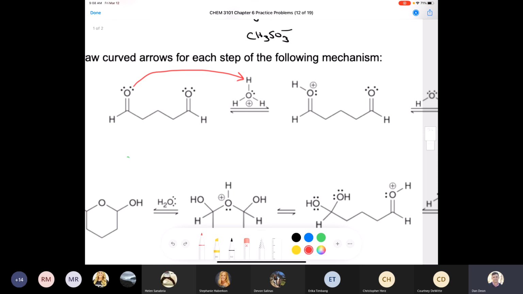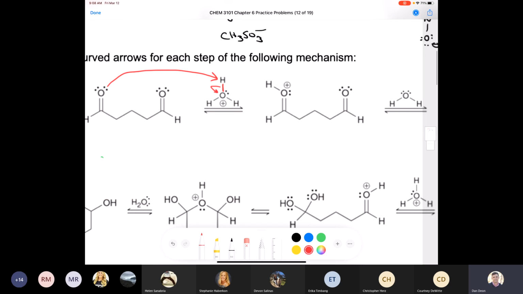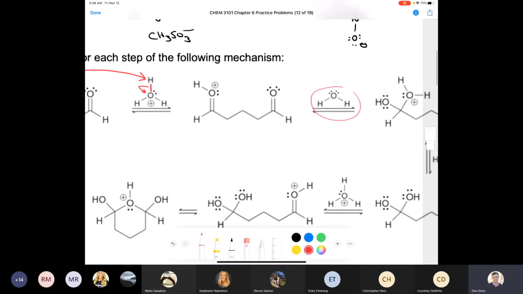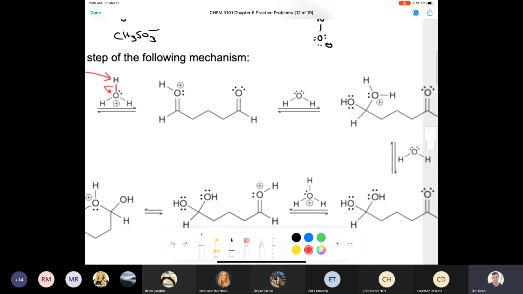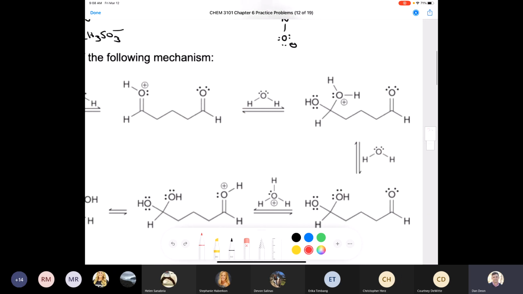Then you're going to break a bond, right? You're going to break this bond right here, and you're going to put a lone pair down onto this oxygen. So now you're going to be left over with water, right? Here's that water molecule that was formed from here. You end up with water. So now we've got water in the next step, and we have our protonated carbonyl. Could anybody tell me what's happening in this step right here?